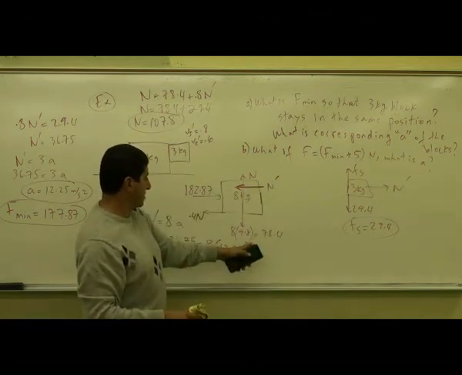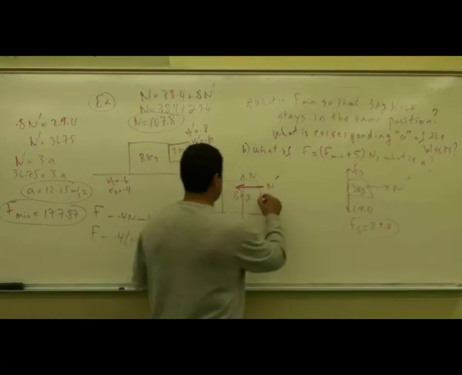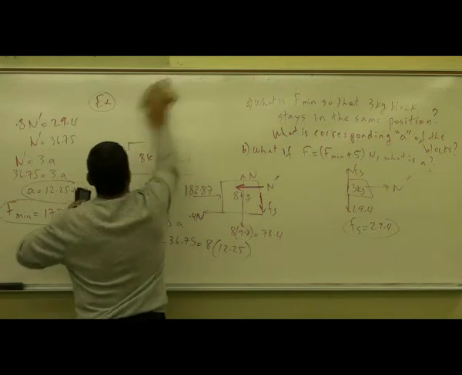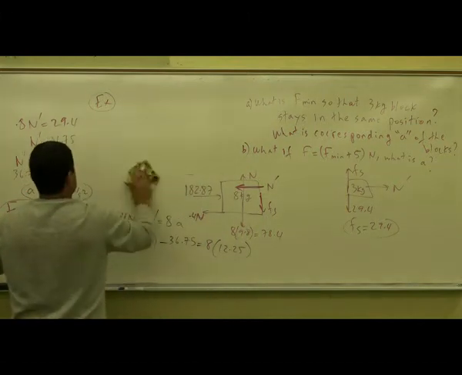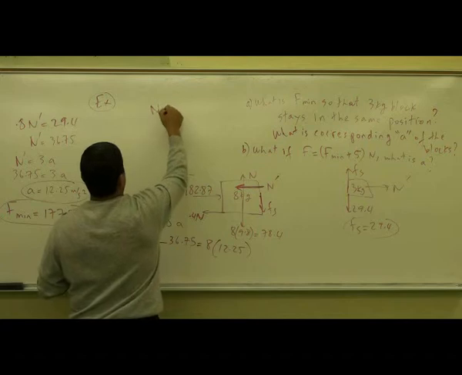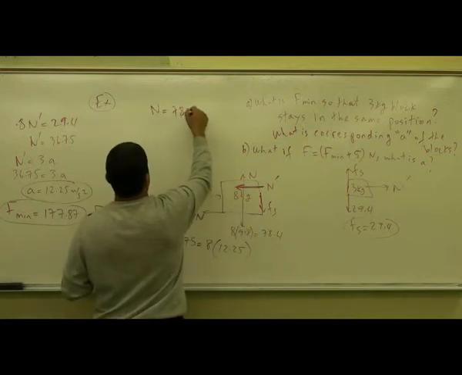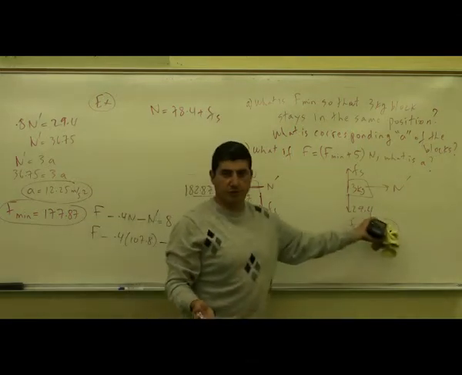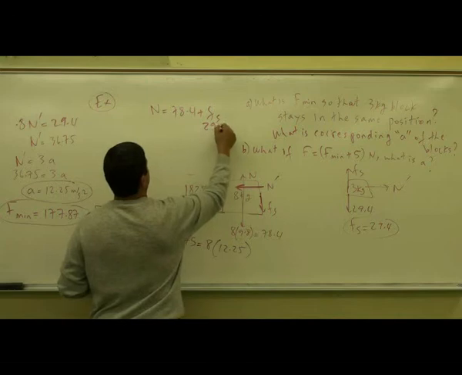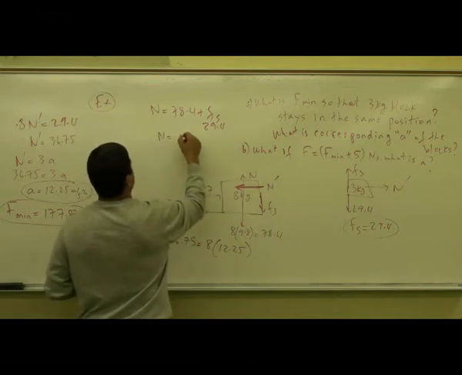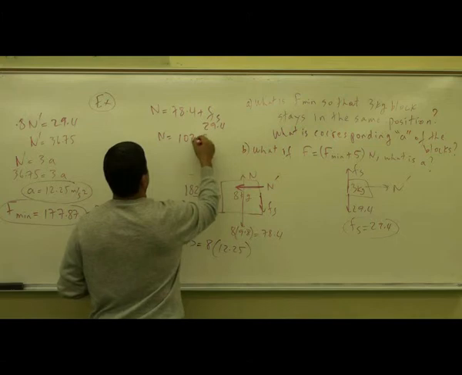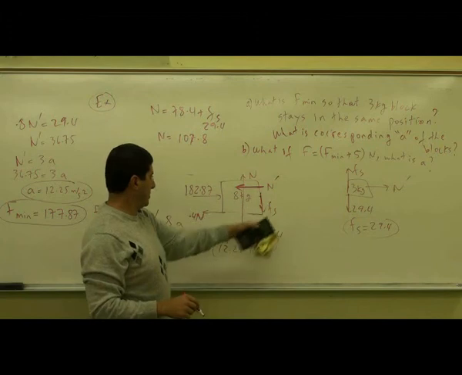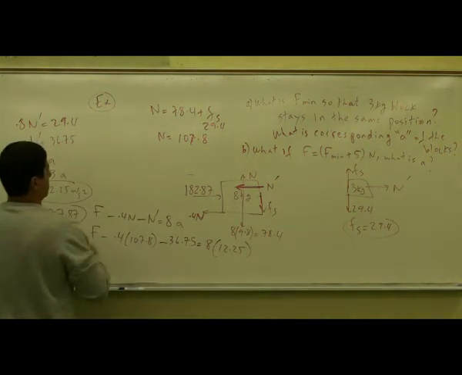The N still stays 78.4 plus Fs. Right? So let's erase this here. So N is equal to 78.4 plus Fs, but Fs still is 29.4. Okay? So N is equal to 107.8. So the normal force has not changed. Okay? So now what is the force going to be here?